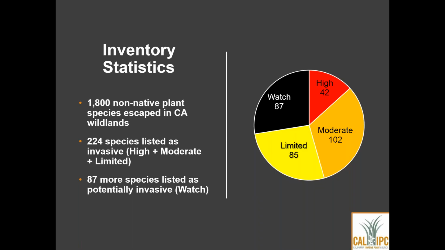We have about 224 species listed as invasive with those first criteria, high, moderate, and limited, and then another 87 additional species that are listed, as of since 2017 now, using this new tool with the pre-evaluation questions.